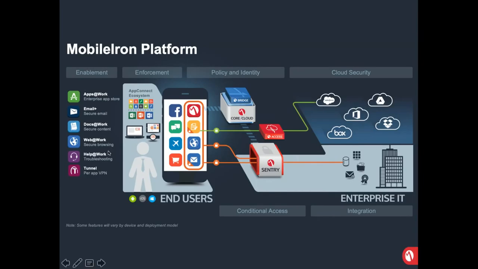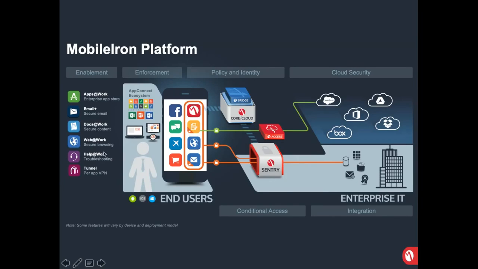And Web at Work is a secure browser. It's like a normal Google Chrome browser. The only difference is that it's AppConnect enabled, as in it comes with app tunnel capabilities, so you can access your intranet servers using Web at Work. It has DLP controls on it as well.